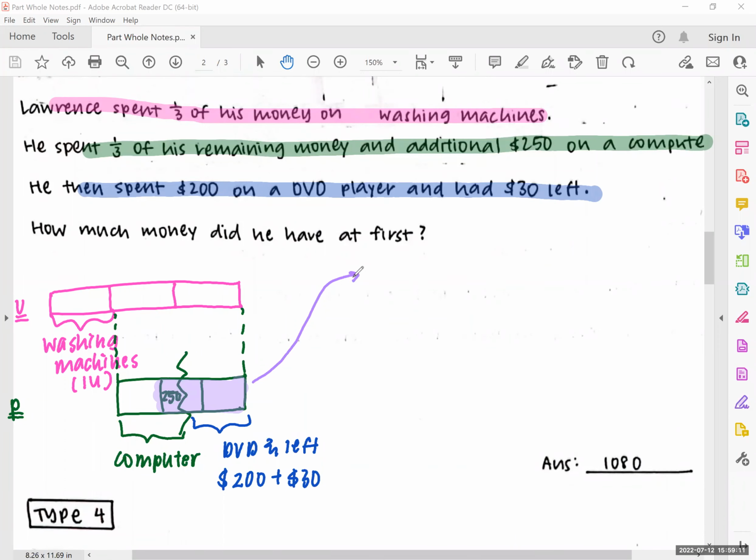We can say that 2 parts is equal to 250 plus 200. Exactly. So I know that 2 parts is actually equal to 450. And from here I can find 1 part. How much is 1 part? 480 divided by 2, which is 240. So 480 divided by 2 is 240.